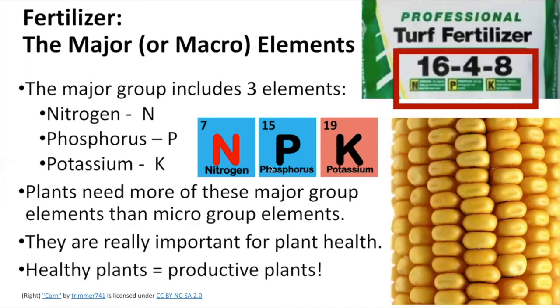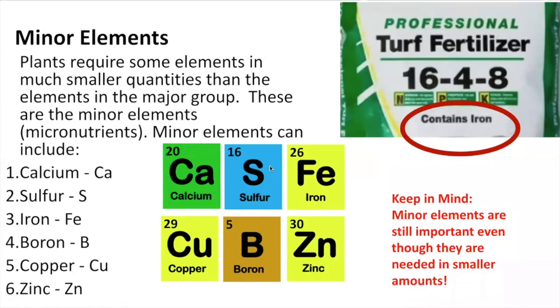Here, 7% nitrogen, 15% phosphorus, 19% potassium. Okay, minor elements, and you see a whole bunch. Now, folks, these minor elements can include, and again, folks, you don't need them in large amounts. Small amounts. Okay, we got calcium, sulfur, iron, boron, copper, and zinc.